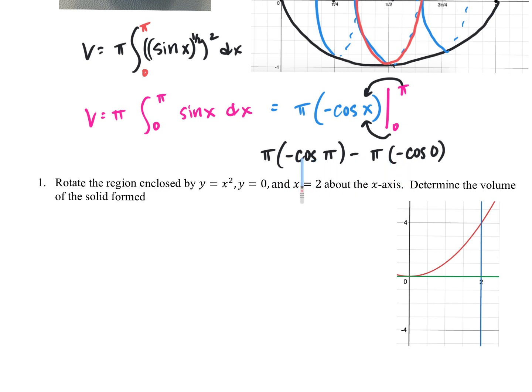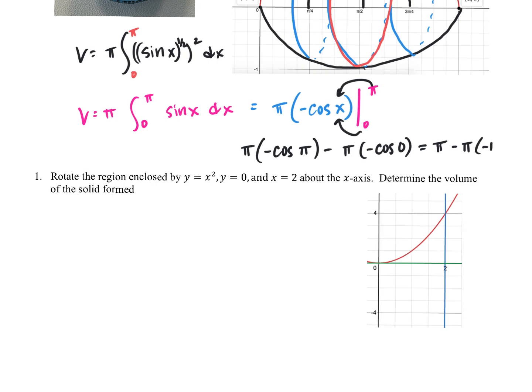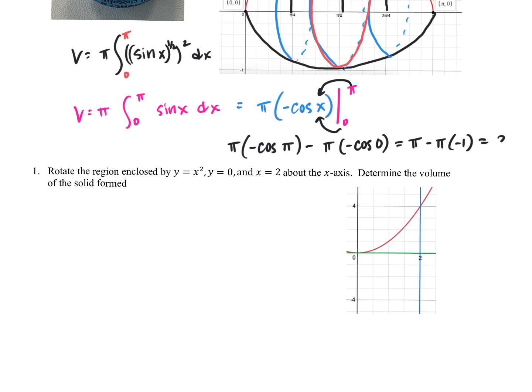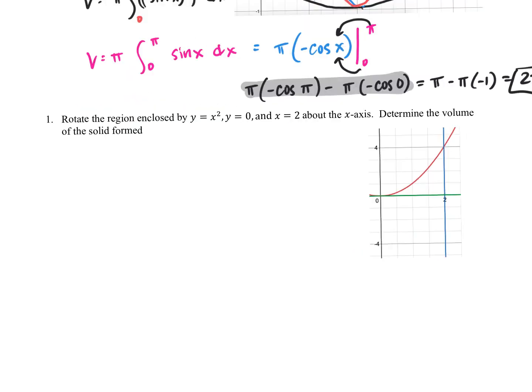Doesn't matter. We got to think about the cosine at pi is -1, right? But then you're saying a negative times negative is a positive. So we'd have a pi minus a pi times, what's the cosine at 0? 1. Make it a -1. Negative pi times a -1. Final answer, 2 pi. What?